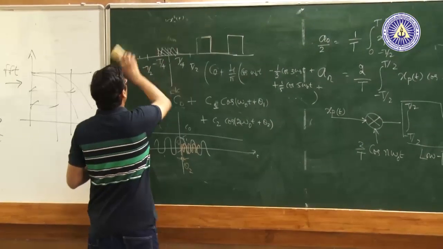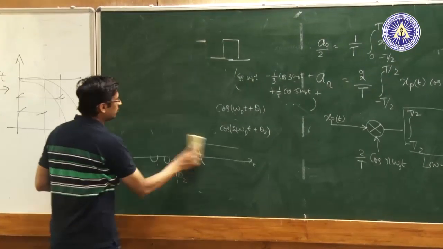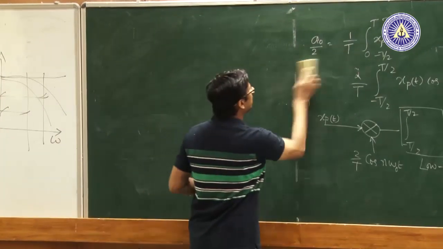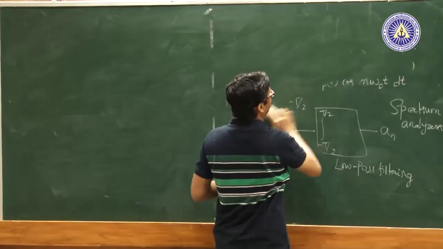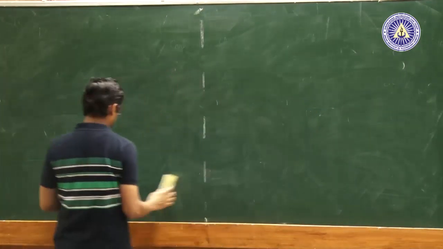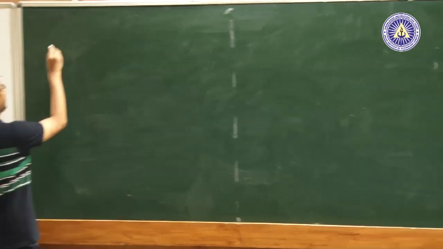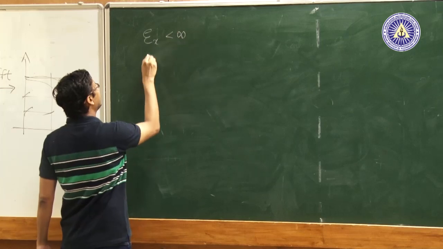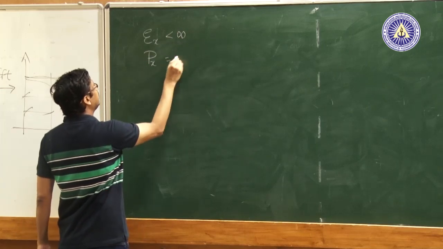All right. So, to better appreciate this frequency domain picture, we will look at the case of aperiodic signals. Aperiodic signals are characterized by having finite energy, whereas their power will be 0.